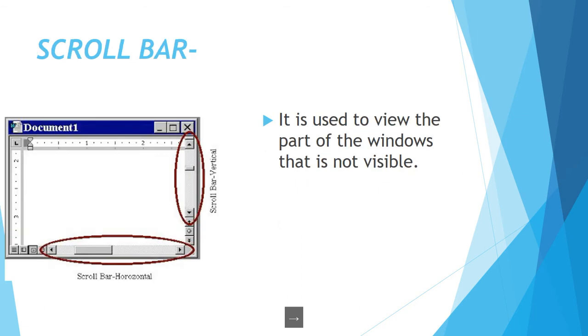Next is scroll bar. One scroll bar is seen at the right. It is used to view the parts of the window that are not visible, and for scrolling the page.